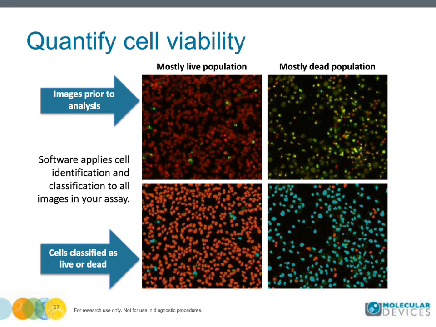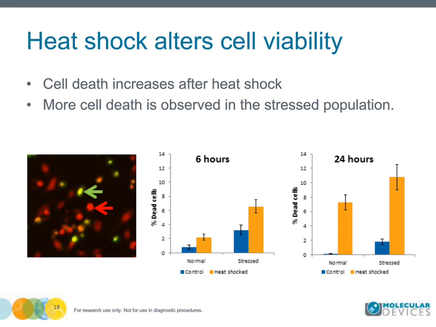Okay, so we applied this kind of analysis to the heat shock samples. And I'm showing you on the left-hand panel an image that's just an example of some heat shock cells, and we're showing some live ones and some dead ones. The dead one has a green arrow indicating it, and the live one has a red arrow next to it. So we can see that heat shock does indeed alter cell viability in general. So we have an increase in cell death that occurs after heat shock. And you can see that even at 6 hours.